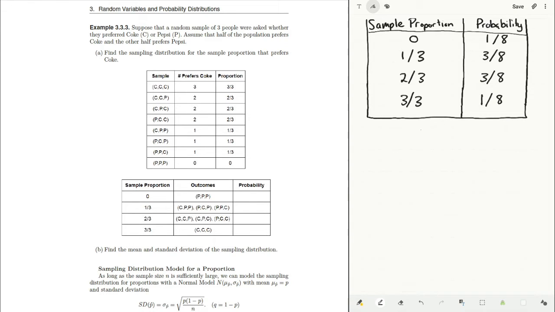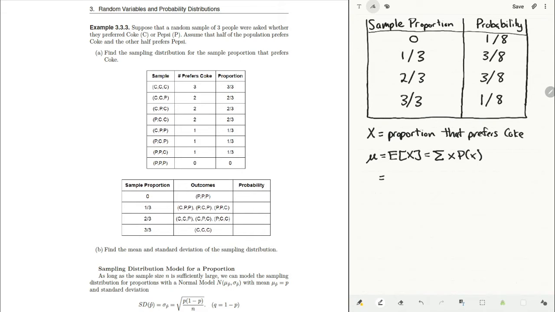So now let's find the mean and the standard deviation of the sampling distribution. Here we're going to let our random variable x be the proportion that prefers Coke. And so to find the mean, or the expected value of our random variable, we take the sum of x times p of x. Here x is the sample proportion, and p of x is the probability.